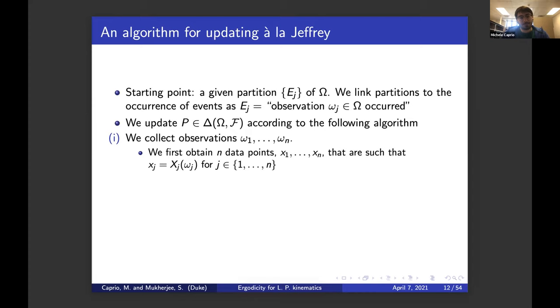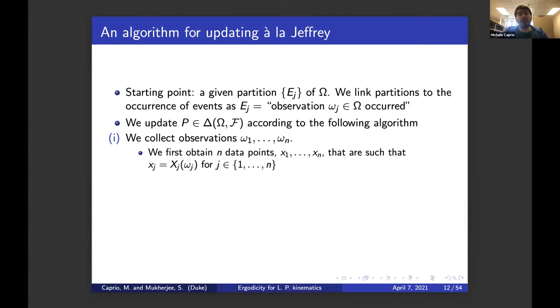So an algorithm for updating a Jeffrey can be seen as follows. Suppose we are given any partition EJ of omega, and as we shall see in a few lines, in Jeffrey's updating, the elements EJ are linked to the occurrence of events. So basically EJ means observation omega J occurred, and I'll be more clear about this in a second. And we update P in the space of the probability measures on omega F, according to the following algorithm. It's actually a procedure, it's not an algorithm, but you will forgive me for this.